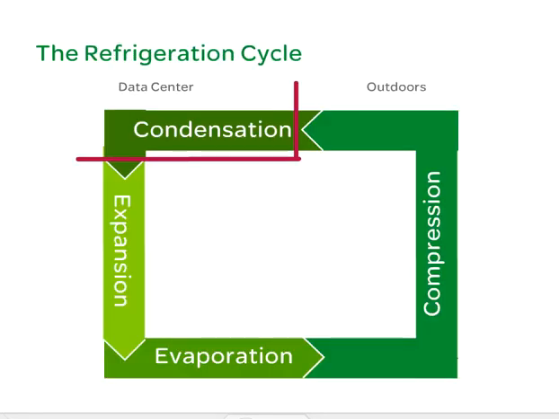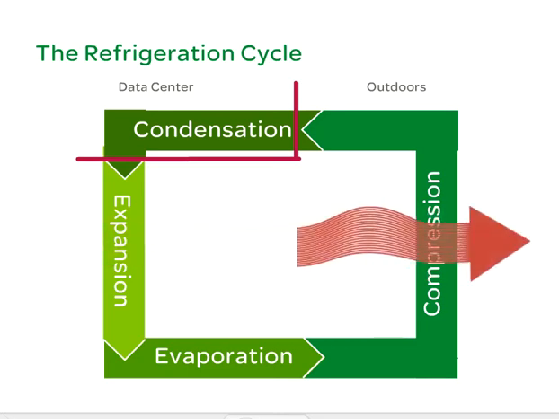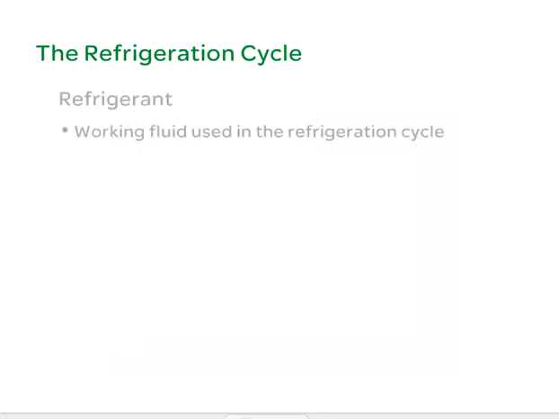The refrigeration cycle is a closed cycle of evaporation, compression, condensation, and expansion that has the net effect of moving heat energy away from an environment and into another environment, in this case from inside the data center to the outdoors. The working fluid used in the refrigeration cycle is known as the refrigerant.